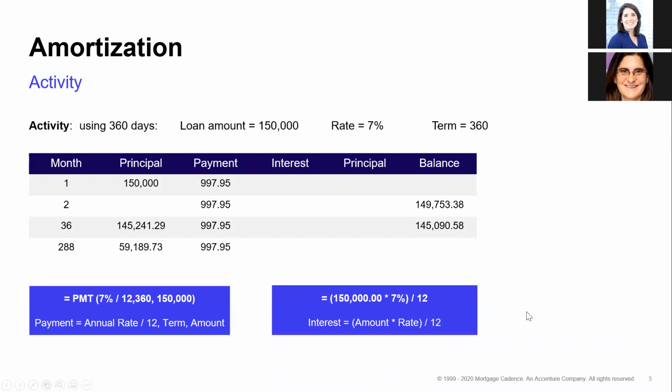It's all that the principal came down. So if we look at that, let's do this together. I'm going to open up the chat, so hopefully somebody wants to guess. The first question is, what's the interest? We just looked at it. I've given you the payment. All I'm asking is, of this $997.95, how much is interest?